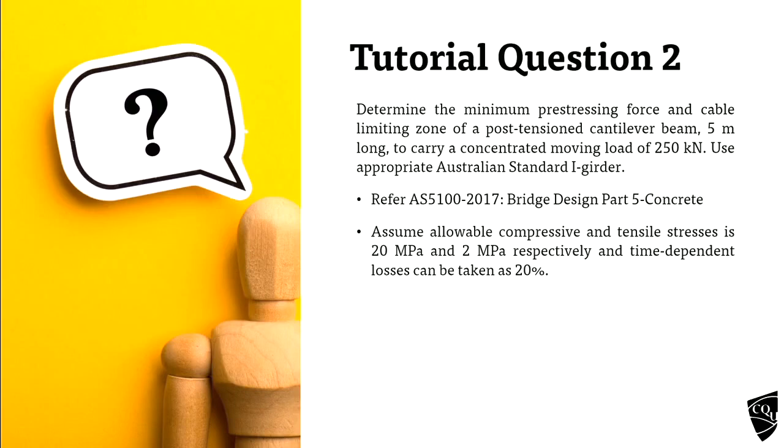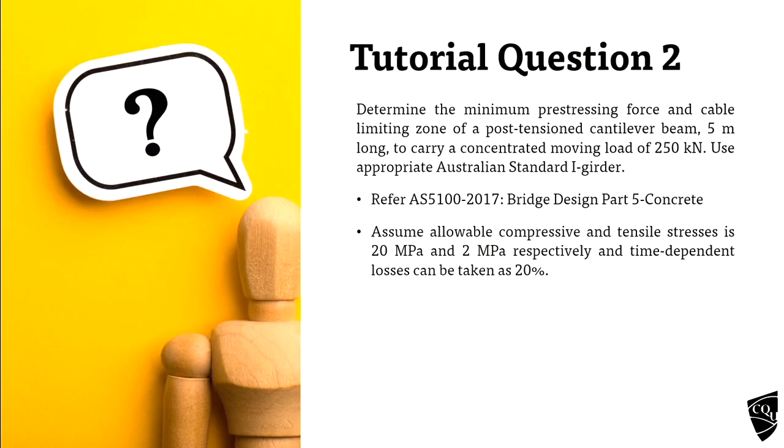So this one is about a cantilever beam. You have a moving load of 250 kilonewton, and you need to find out the pre-stressing force and where the tendon needs to be placed. Okay, and then we have to put the tendons.